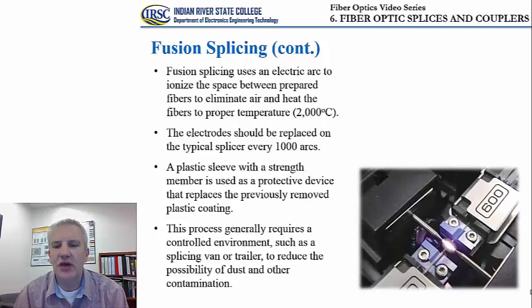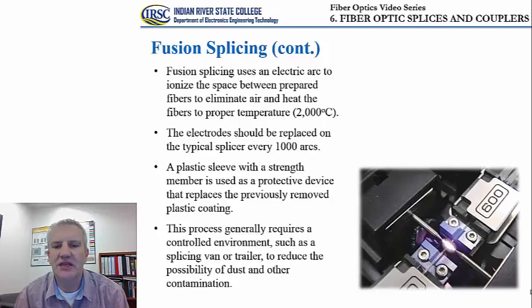The two electrodes that are used to perform the fusion splicing are replaceable parts. They have to be replaced after about 2000 arcs for a typical splicer. And that's something that should be managed as a regular maintenance of your fusion splicer.